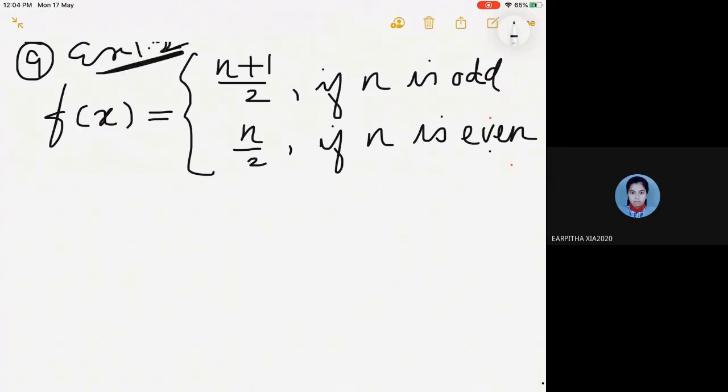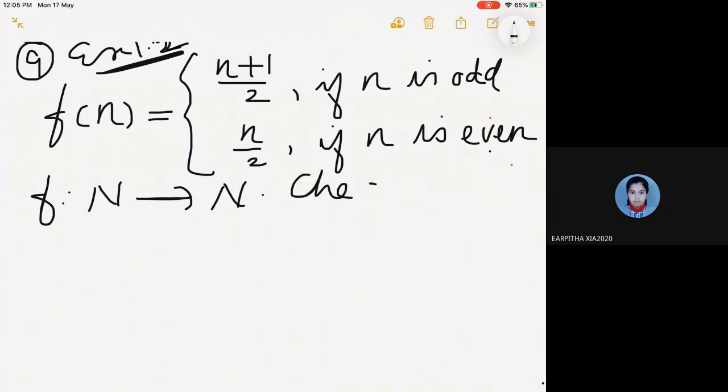Exercise 1.2, question number 9. Let f be a function from N to N, defined by f of n equal to (n plus 1) by 2 if n is odd, and n by 2 if n is even. You have to check whether f is a bijective function.